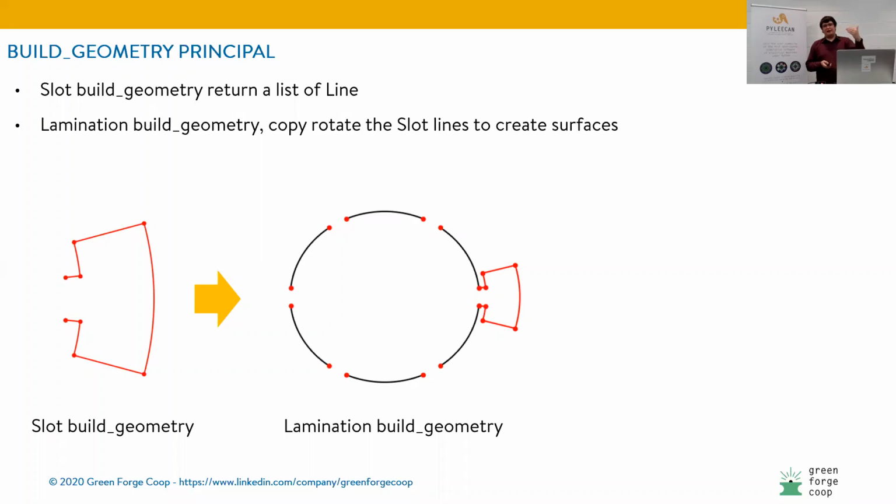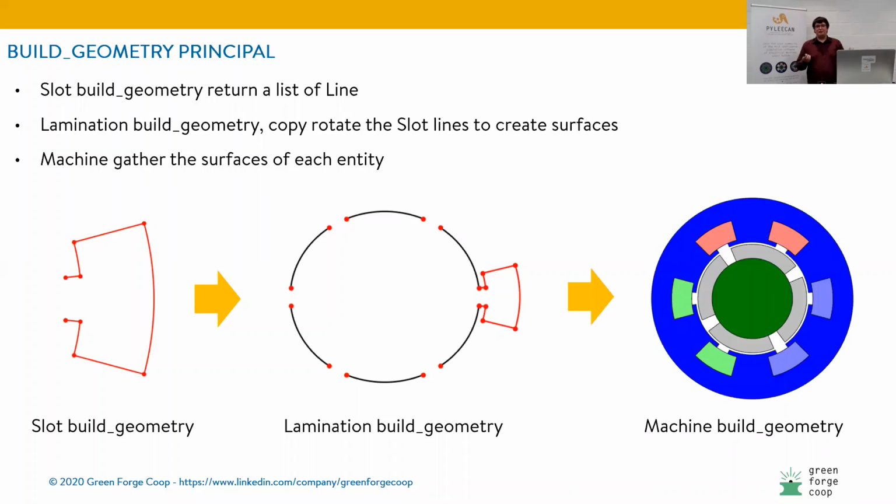And the last stage is the build geometry of the machine. It will call the build geometry of both laminations and assemble everything. So the idea is that at every single stage, you think of only something simple. In the slot, you just need to return the edge.